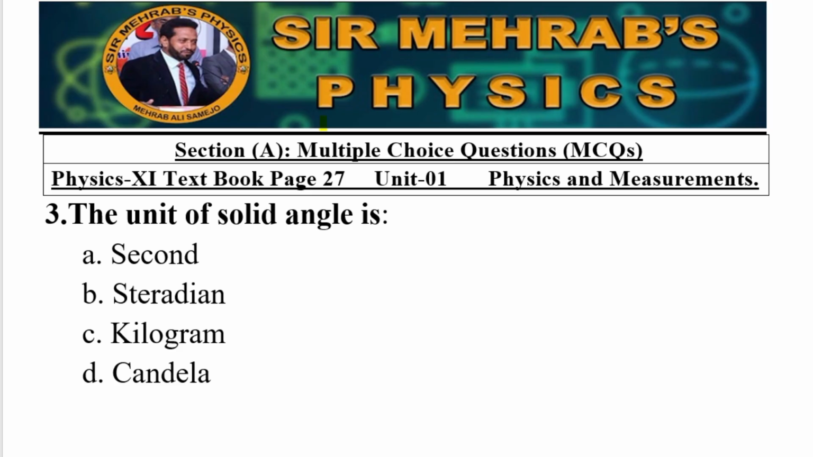So basically solid angle is a supplementary quantity. When you talk about the units of supplementary quantities, one is the plane angle, its unit is the radian, and the unit of solid angle is the steradian. So over here, steradian is the correct answer.